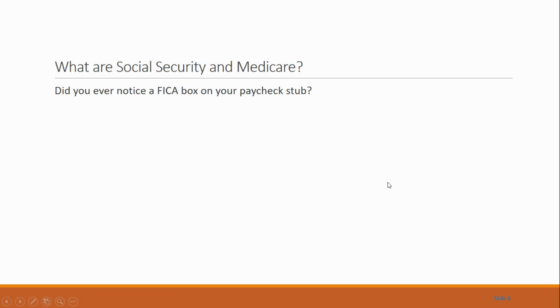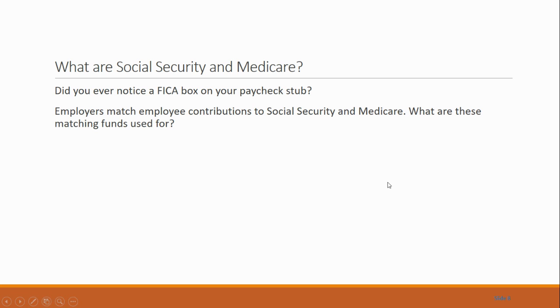Okay, so what are Social Security and Medicare? On your pay stubs, you will notice a FICA box on your paycheck stub, which means that the employers match employee contributions to Social Security and Medicare. We're going to be discussing what these funds are, matching funds, and what they're actually used for.